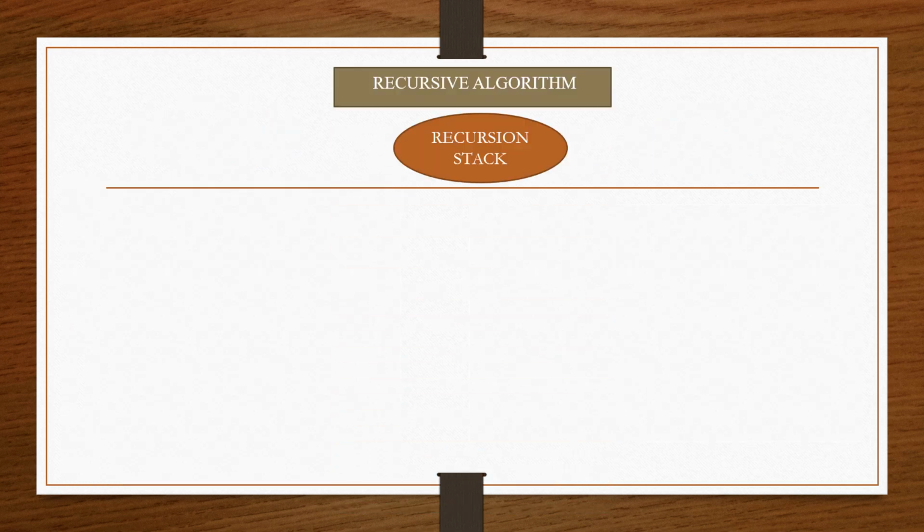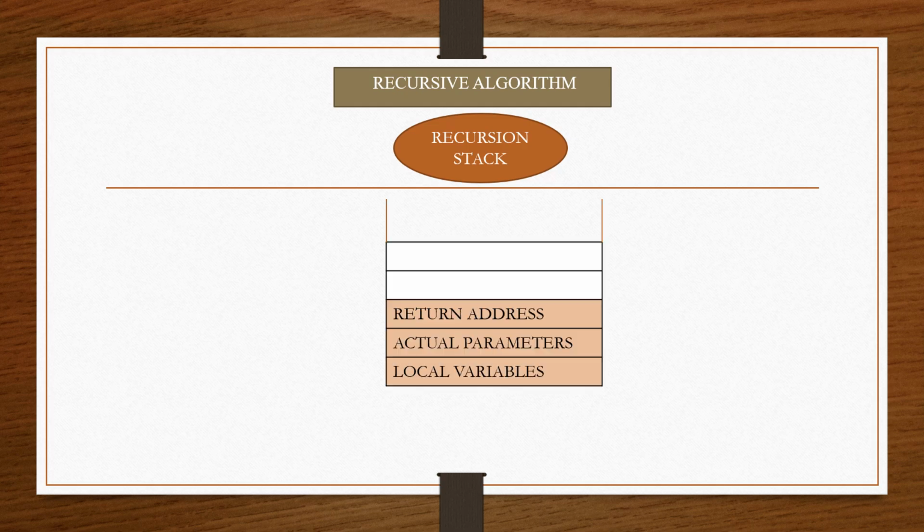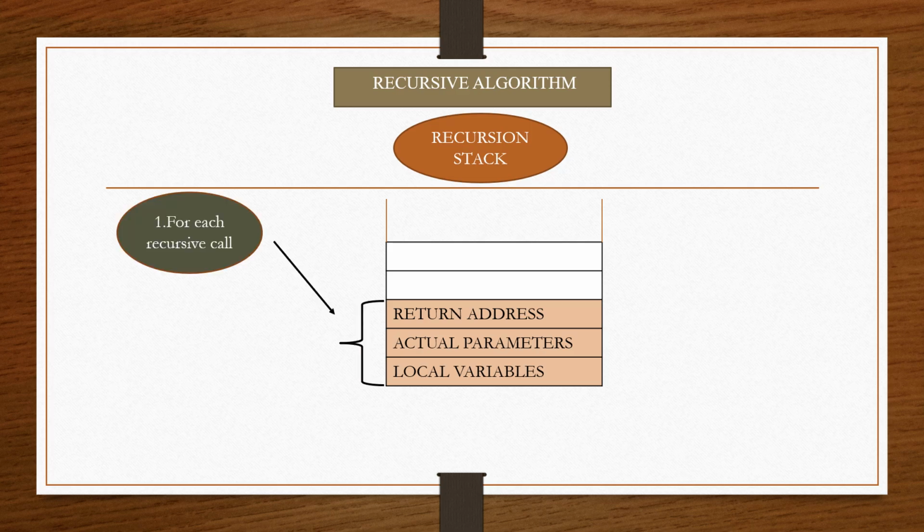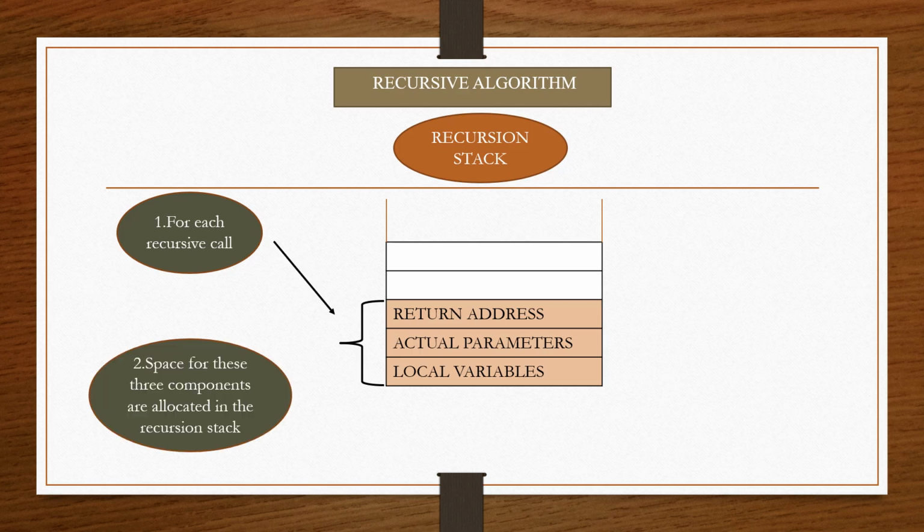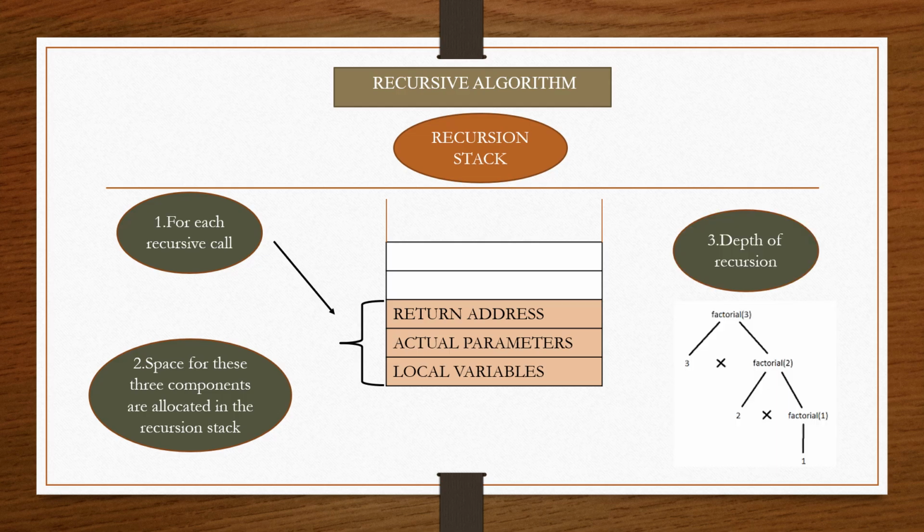Suppose it is a recursive algorithm. The examples that we have discussed are non-recursive algorithms. So if the algorithm is recursive, then I need to consider the recursion stack. So what will be there in the recursion stack? The local variables, the actual parameters and the return address. These three have to be considered for each recursive call, and the space for these three components will be allocated in the recursion stack.